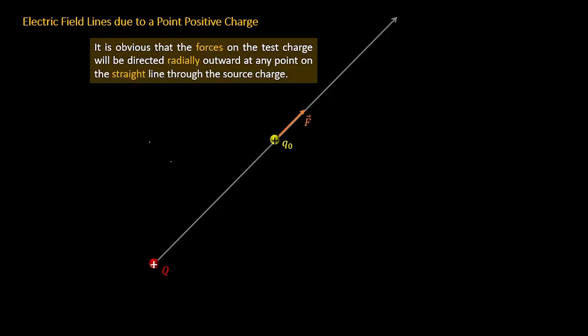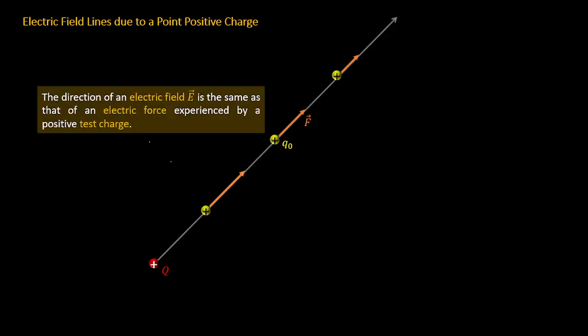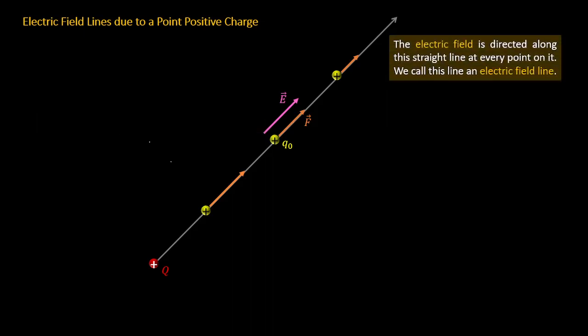It is obvious that the forces on the test charge will be directed radially outward at any point on the straight line through the source charge. The direction of an electric field E bar is the same as that of an electric force experienced by a positive test charge. The electric field is directed along this line at every point on it. We call this line an electric field line.